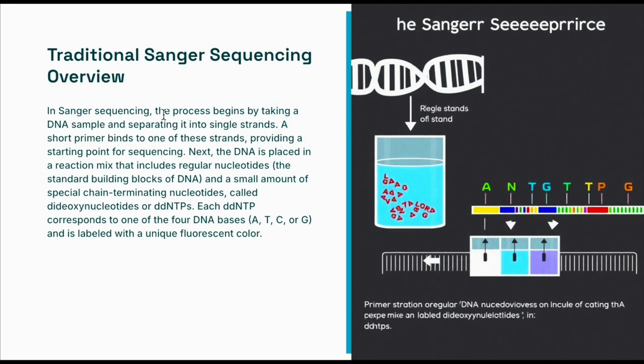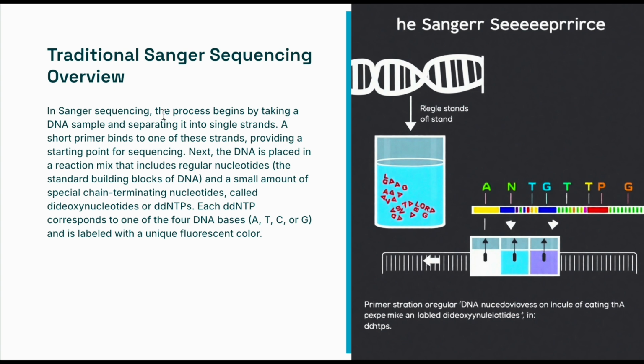In Sanger sequencing, the process begins by taking a DNA sample and separating it into single strands. A short primer binds to one of these strands, providing a starting point for sequencing. Next, the DNA is placed in a reaction mix that includes regular nucleotides, the standard building blocks of DNA, and a small amount of special chain-terminating nucleotides, called dideoxynucleotides or ddNTPs. Each ddNTP corresponds to one of the 4 DNA bases, A, T, C, or G, and is labeled with a unique fluorescent color.